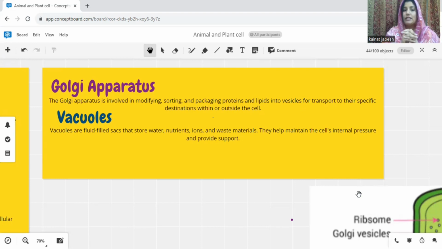The last organelle is the vacuole that is present in the animal cells. Vacuoles are fluid-filled sacs that store water, nutrients, ions, and waste material. Vacuoles are present in animal cells as small ones. When we talk about the plant cell, a larger vacuole is present, but in the animal cell, smaller vacuoles are present and they store the nutrients, ions, water, and the waste material. They help maintain the cell's internal pressure and provide support to the cell.